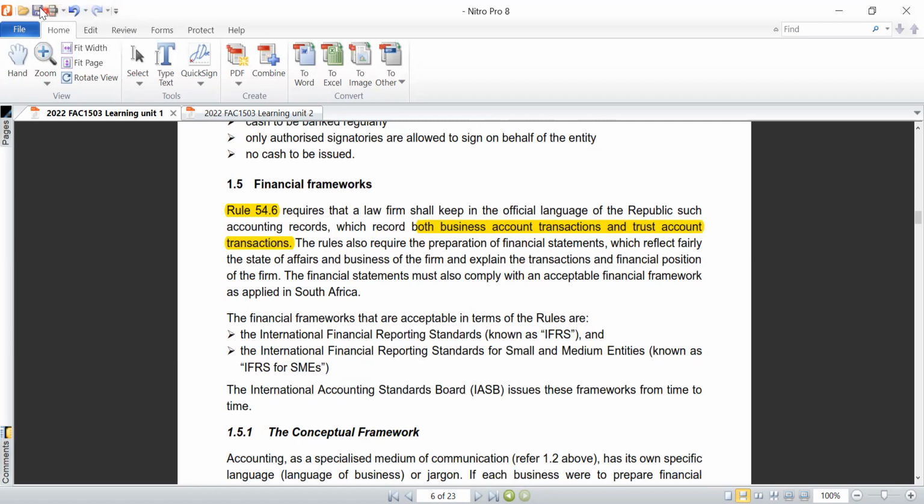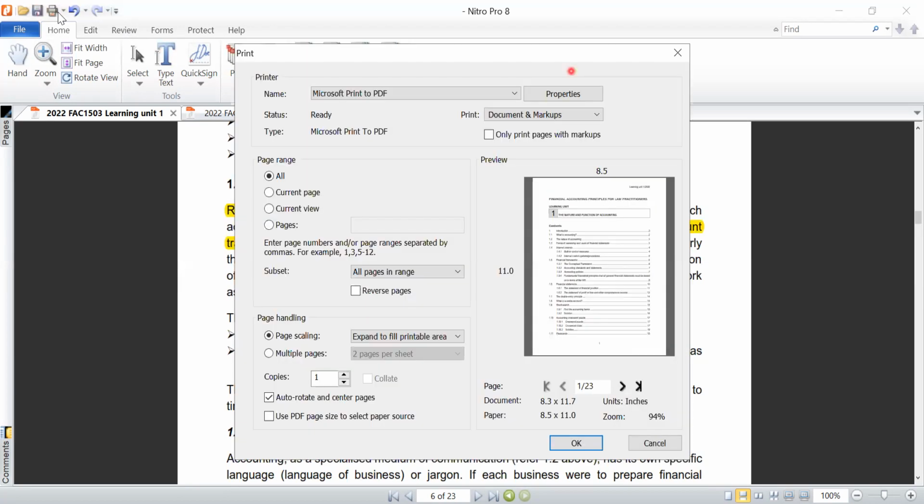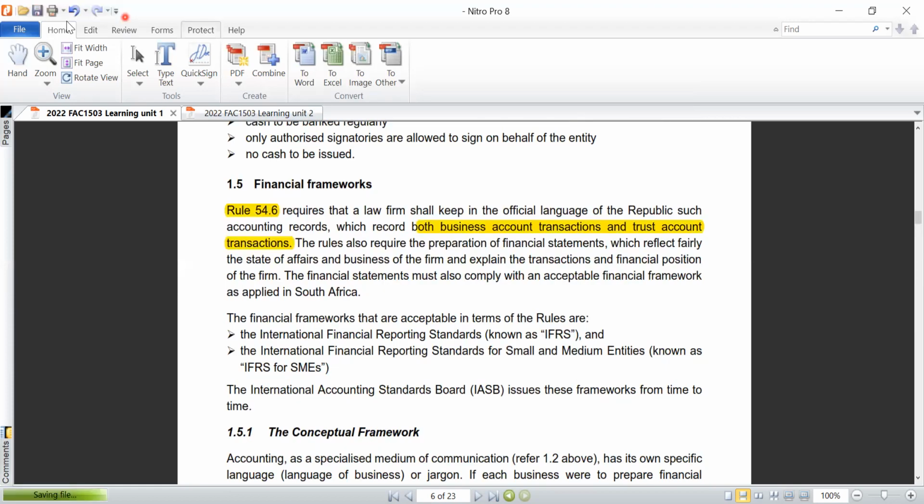So that is the whole purpose behind us as legal practice having to generate financial reports or financial statements. It's because of this rule number 54.6 of the Legal Practice Act. Now, let's talk about the financial frameworks, or the accounting frameworks that we have to follow. There's what they call the IFRS, International Financial Reporting Standards. And then there's the International Financial Reporting Standard for small and medium entities, which is also abbreviated as IFRS for SMEs. So these are the accounting frameworks that we follow.